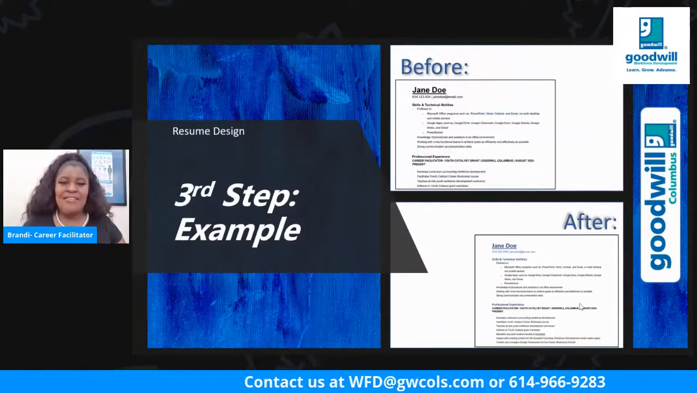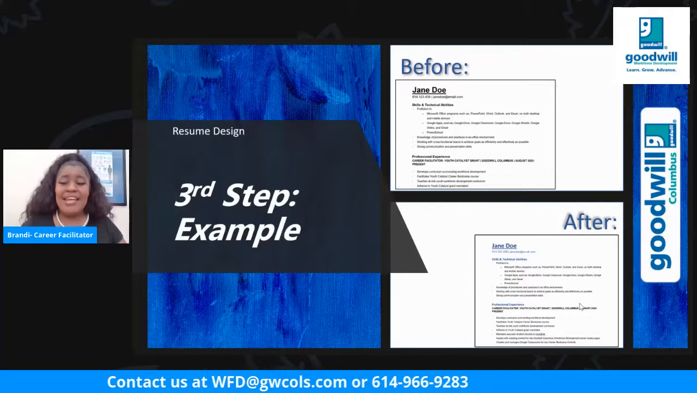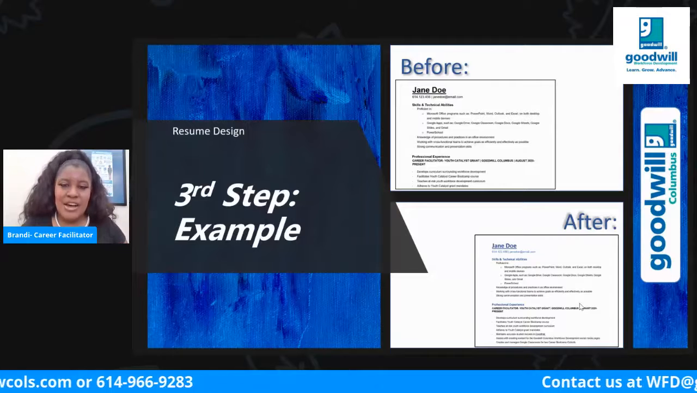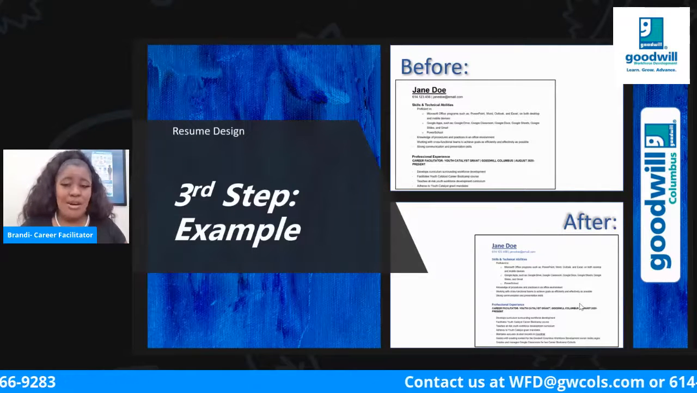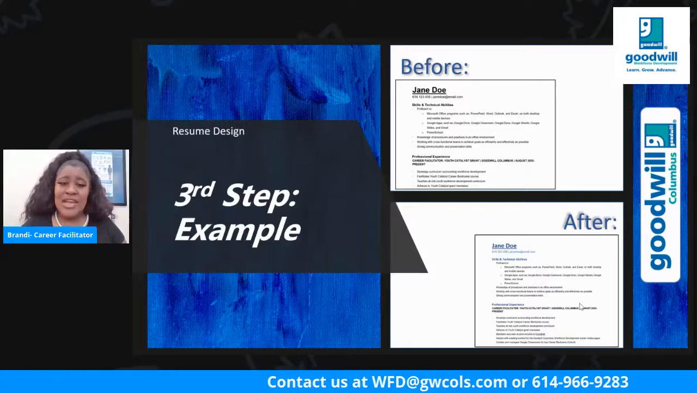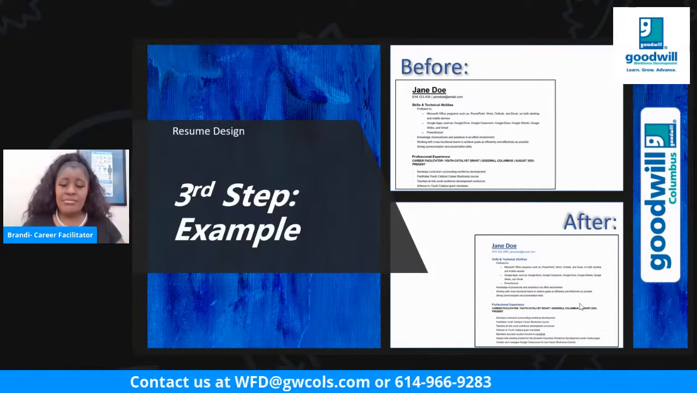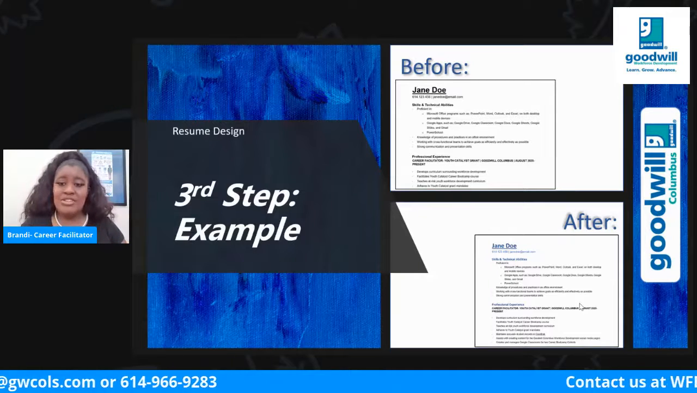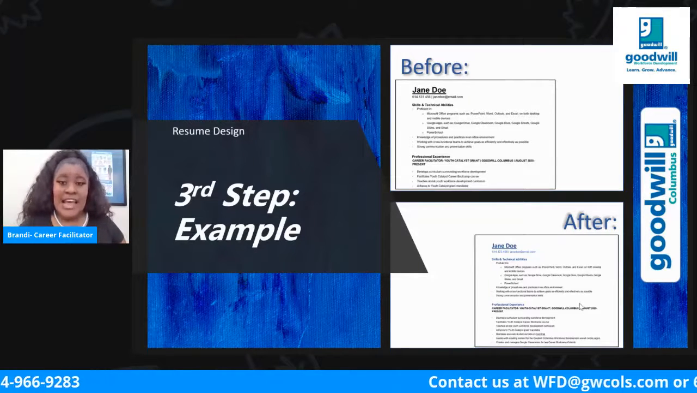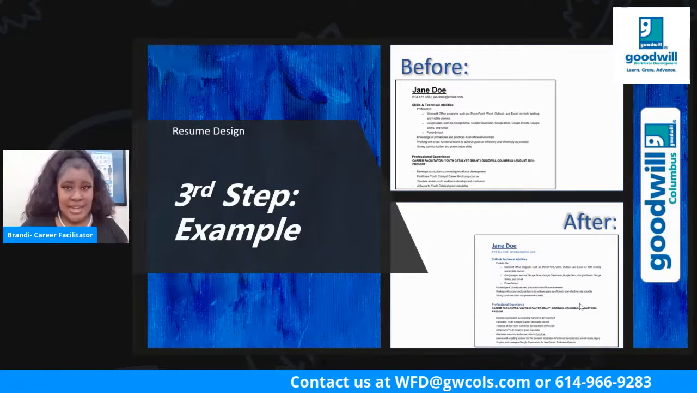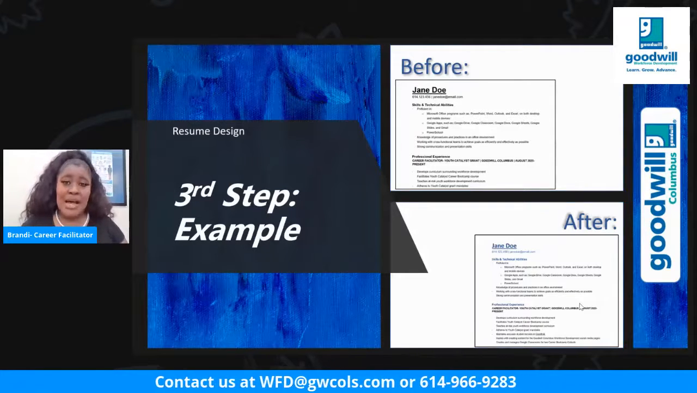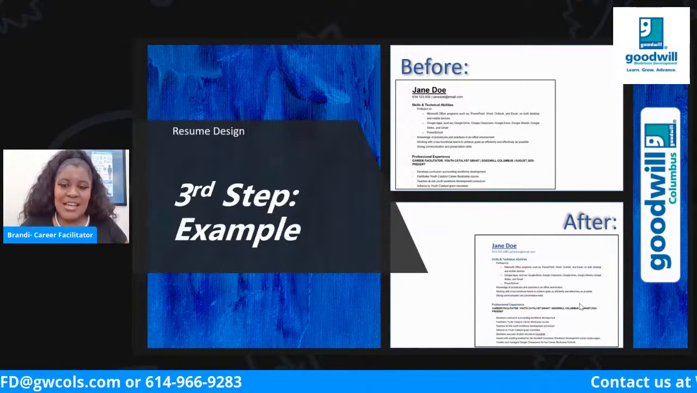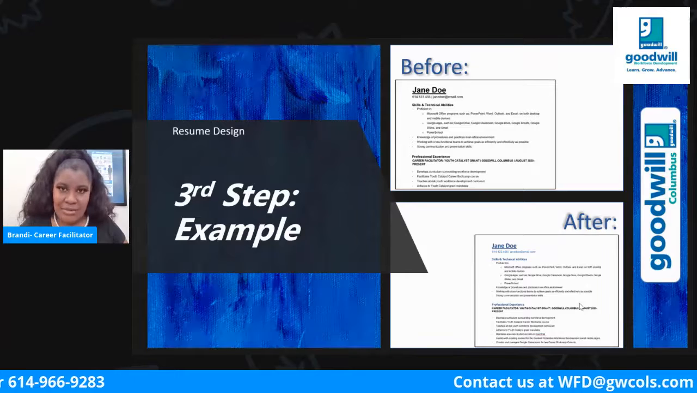Here's an example of adding different fonts and different colors to a resume. You see in the before, Jane Doe's resume is all black and she only has one font throughout. But in this after, Jane Doe has added 2 different colors, a darker color and a lighter color, to emphasize her contact information, with the body text being black, and she has also used 2 different fonts to make her words stand out.